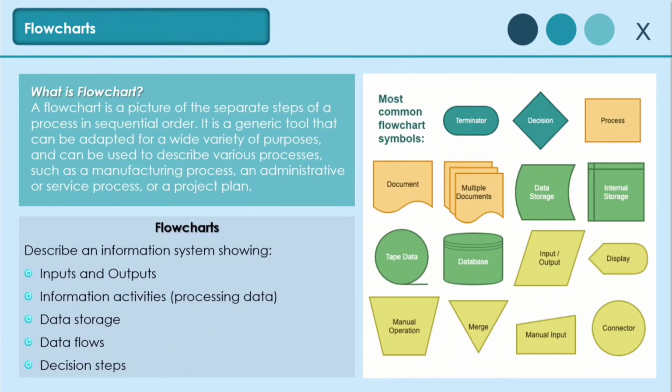Fourth is data flow. It represents the movement of data between external entities, processes, and data stores. It is represented with an arrow symbol which indicates the direction of flow. Lastly is decision steps. It visualizes the decision-making process by mapping out different courses of action as well as potential outcomes.